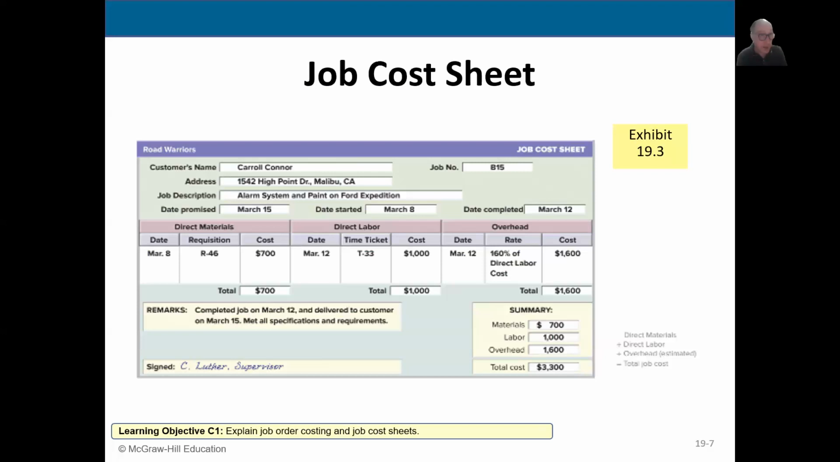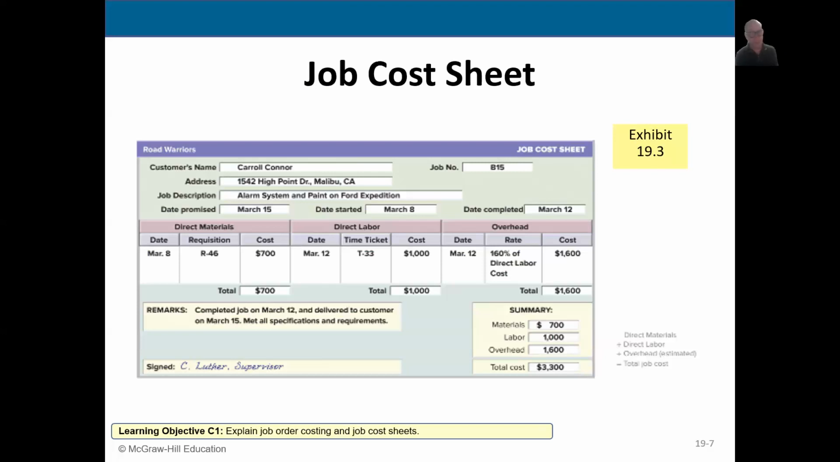I track my employees' time using time tickets. They punch in. I record the amount of time that they spend working on this one particular job. Number of hours, or number of minutes in some cases. I track that with the vehicle. In this case, $1,000 worth of labor. It's the hourly wage of the employee times the amount of time that they spend working on the job. That's direct labor.